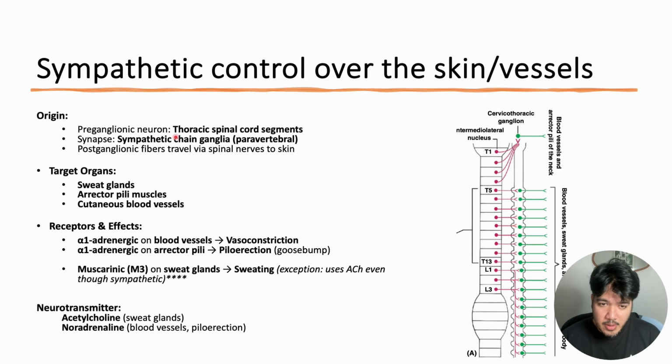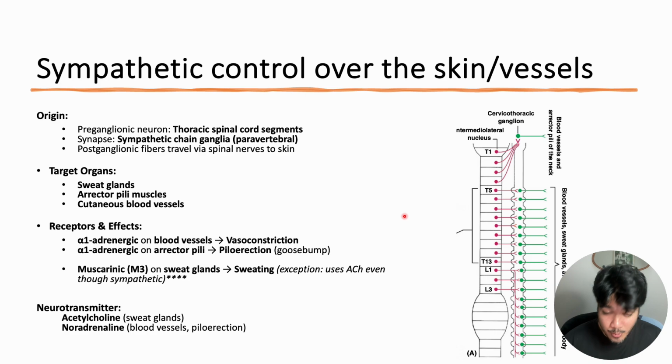the preganglionic neurons are found in your thoracic spinal cord segments, and they branch out from a wide range of segments of your spinal cord, and they come out and synapse onto your sympathetic chain ganglia. And the postganglionic fibers basically course through spinal nerves towards your skin. Now the target organs could be your cutaneous blood vessels, your sweat glands, your erector pili muscles, and they're primarily alpha 1 adrenergic receptors.